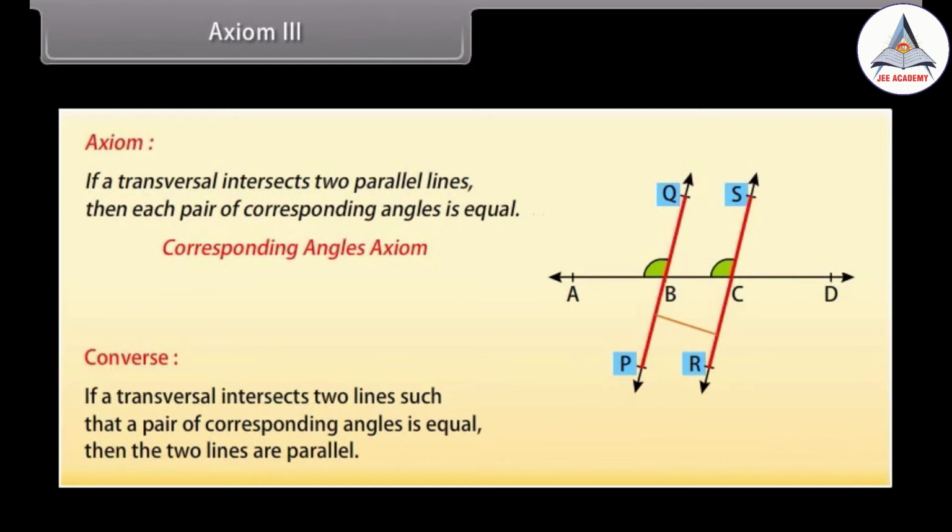We can also draw common perpendiculars to the lines PQ and RS at different points and measure their lengths. You'll find it the same everywhere. So we can say that the lines are parallel. Therefore, the converse of corresponding angles axiom is also true. So we have got one more axiom for this, which we will discuss in next screen.